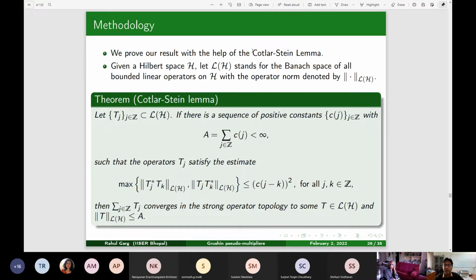As usual, one of the most classical ways is to apply the Cotlar-Stein lemma. What it says is that if you have a family of operators on a Hilbert space, and if you know that for the pieces T_j star T_k or T_j T_k star, both sides, are decaying of the type C_{j minus k} squared, such that the coefficients C_j are summable, then you do get that the series T_j converges in the strong operator topology, with the bound being controlled by this number. So this is the almost orthogonality type argument.